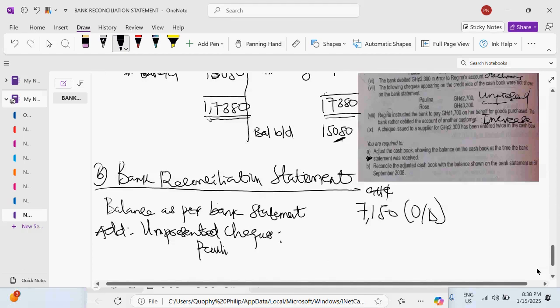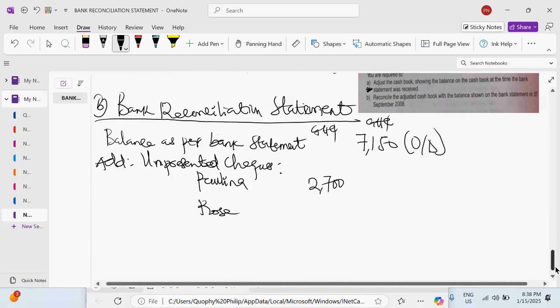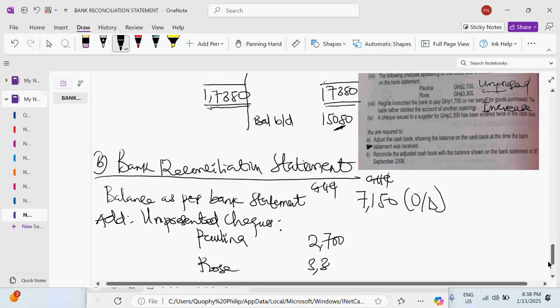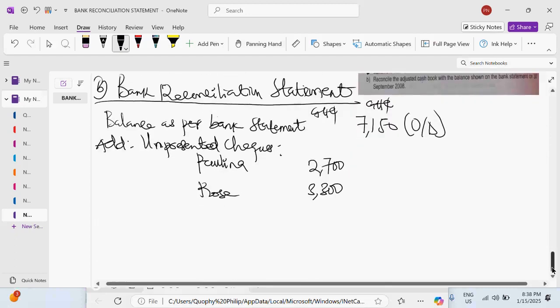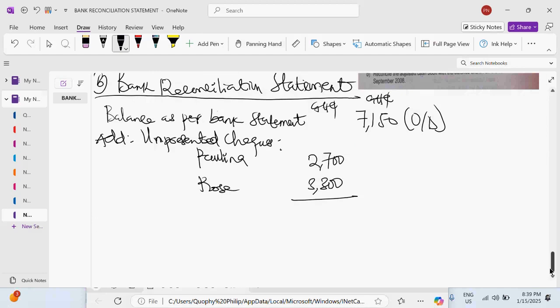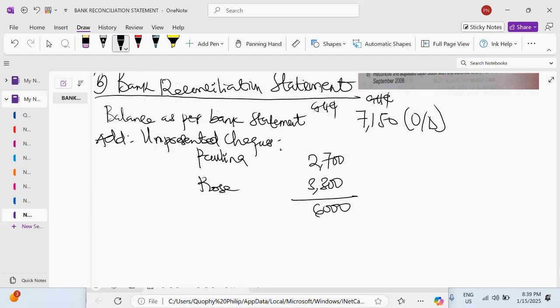So what are the unpresented cheques? We identify them. Paulina is having 2,700. Then who else? Rose is having 3,300. That is what Rose is having. Then the next one is 6,000. Is it 6,000? Yeah, I think 6,000.